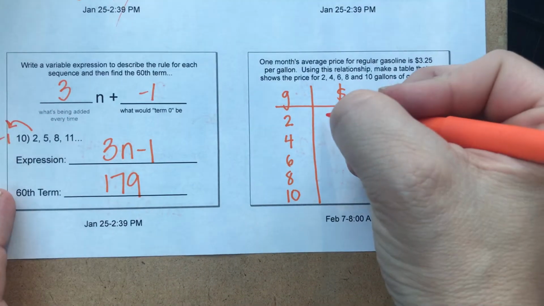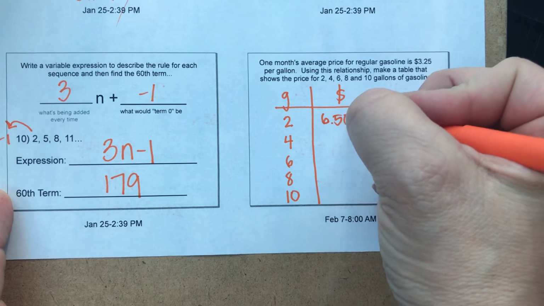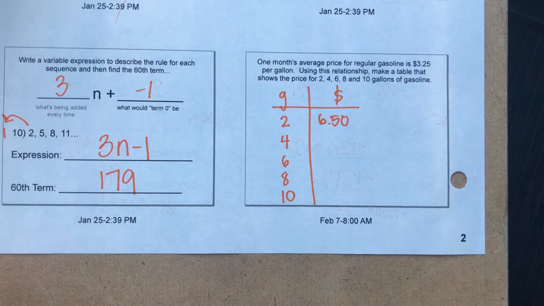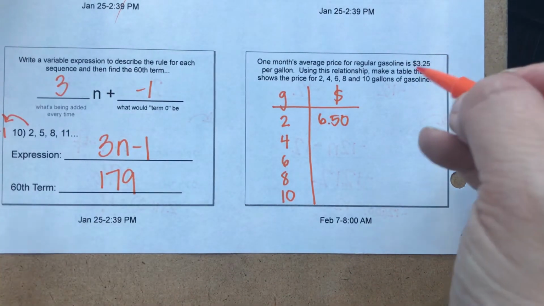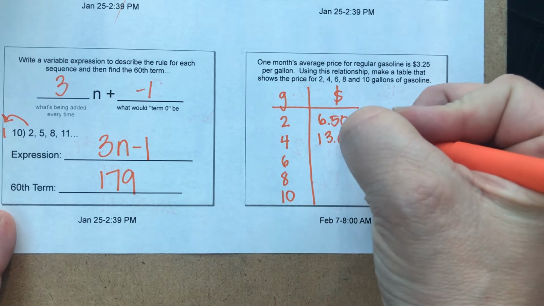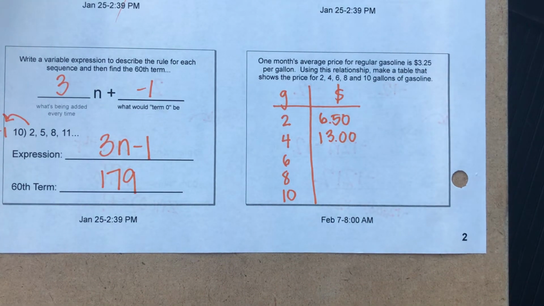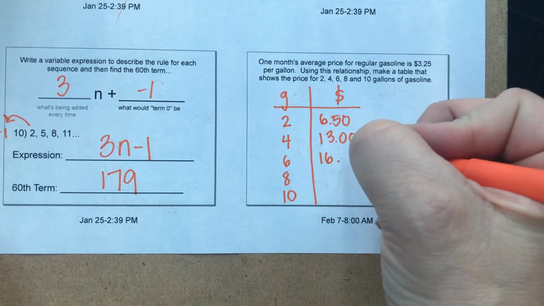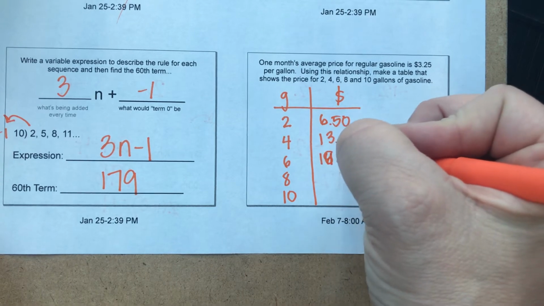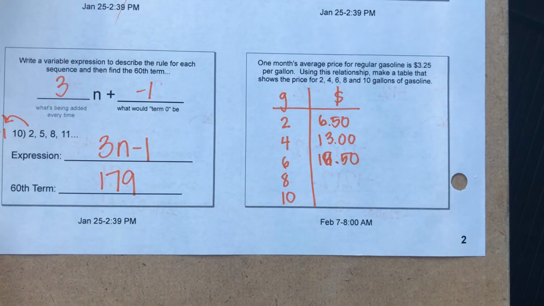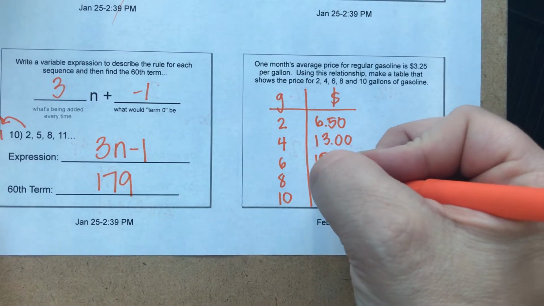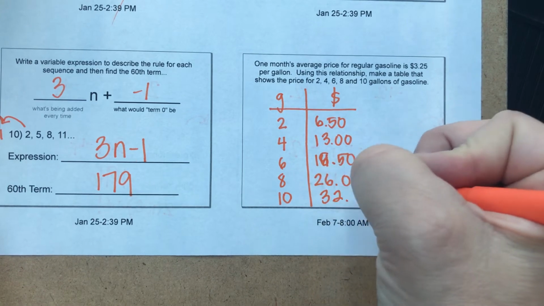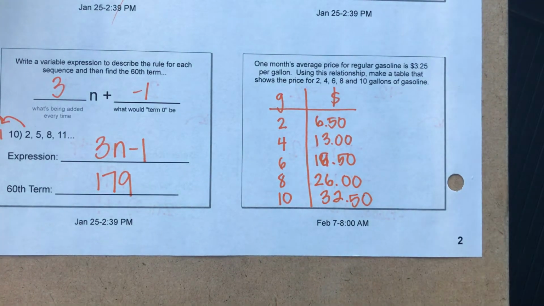Okay, if I use 2 gallons of gas, that's $6.50 because it was $3.25 times 2. If I used 4 gallons of gas, that's $3.25 times 4, which is going to be $13. If I used 6 gallons of gas, $3.25 times 6 is going to be $19.50. If I used 8 gallons of gas, that's going to be $26. And 10 gallons of gas is going to be $32.50.